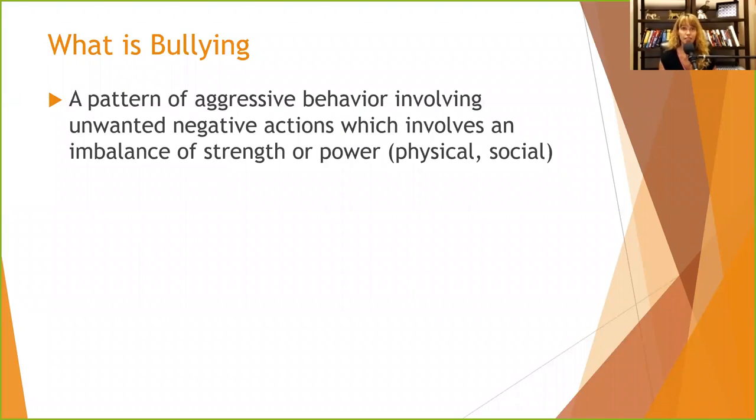So what is bullying? It's a pattern of aggressive behavior involving unwanted negative actions which involve an imbalance of strength or power. Now, this strength or power can be either physical or social. So if someone is higher on the social status ladder, if you will, that qualifies as them having more power. If someone is older, maybe they are a coach or a teacher or a parent, they have more power. And it's also referring again to a pattern of behavior, not just one incident where somebody says something ugly, but a pattern of behavior that is actually intentionally directed at someone for the purpose of causing harm or making them uncomfortable.